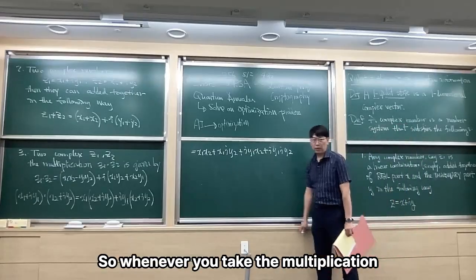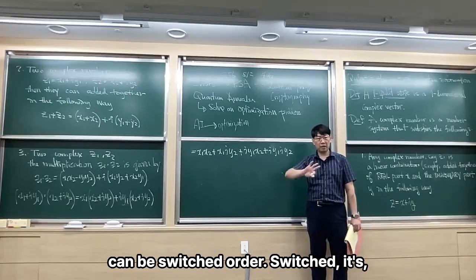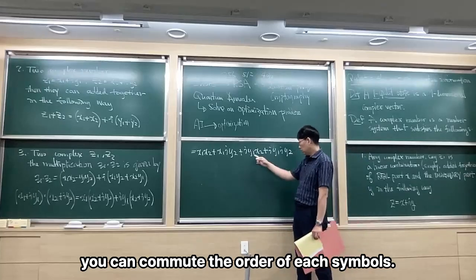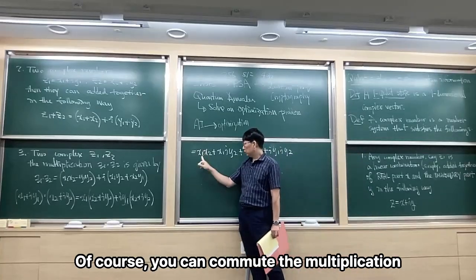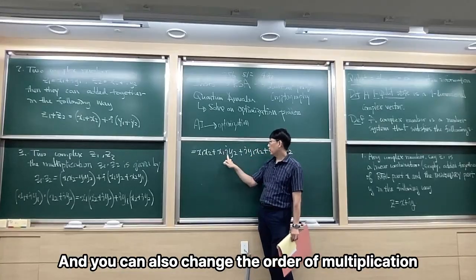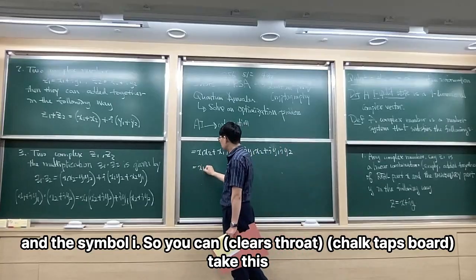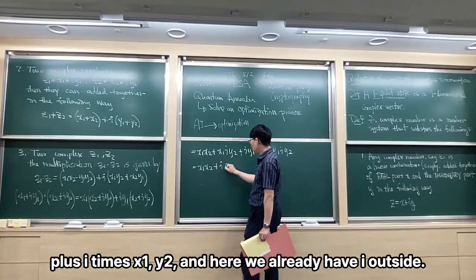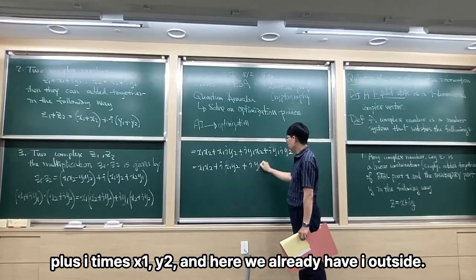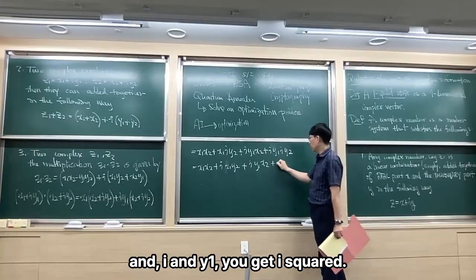So whenever you take the multiplication between two complex numbers, the real part and the imaginary part, including the i, can be switched in order. You can commute the order of each symbol. Of course, you can commute the multiplication between two real numbers because it doesn't change anything. And you can also change the order of multiplication between a real number and the symbol i. So you can take it as plus i times x1 y2, and here you already have i outside. But here you also change the i and y1, and you get i squared.